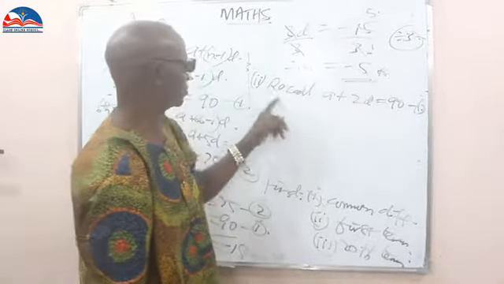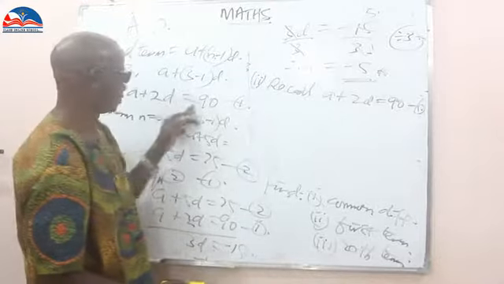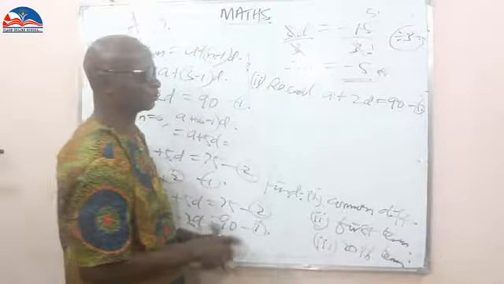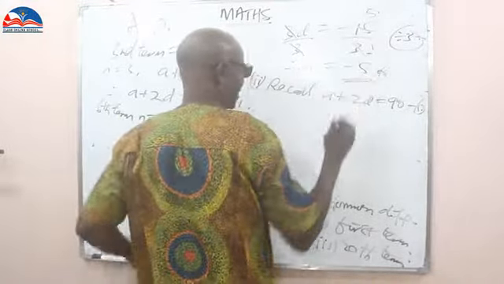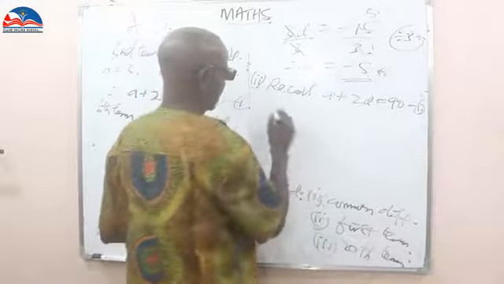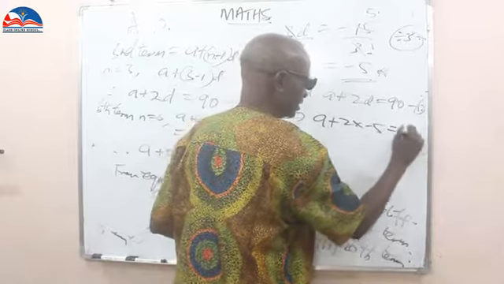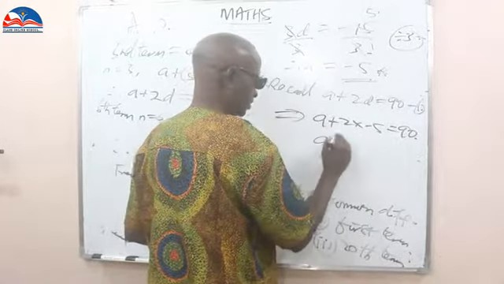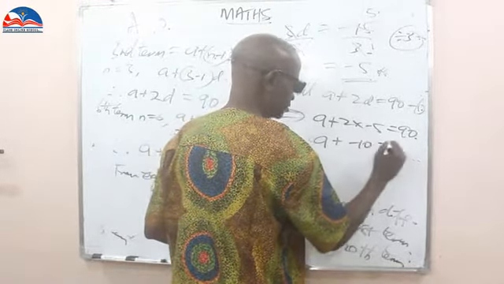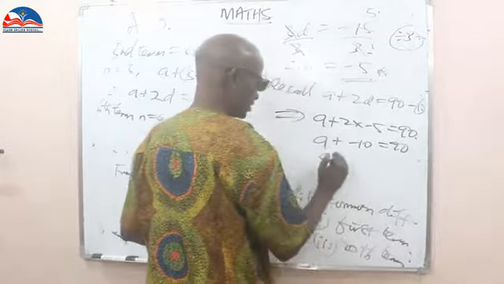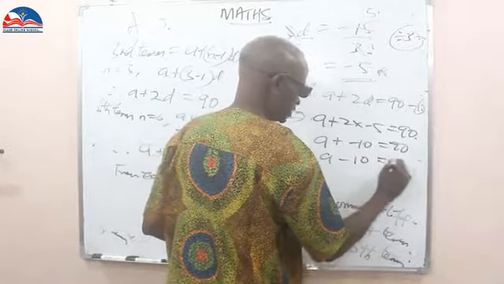When I recall from equation 1 here, a plus 2d equals 90. So we're now going to substitute d for minus 5. That implies a plus 2 times minus 5 equals 90. a plus 2 times minus 5 is minus 10, so a minus 10 equals 90.